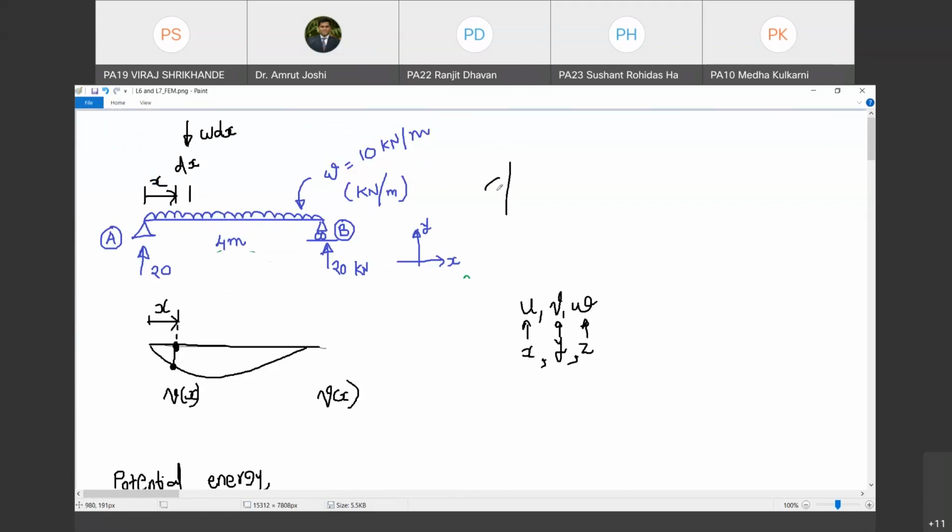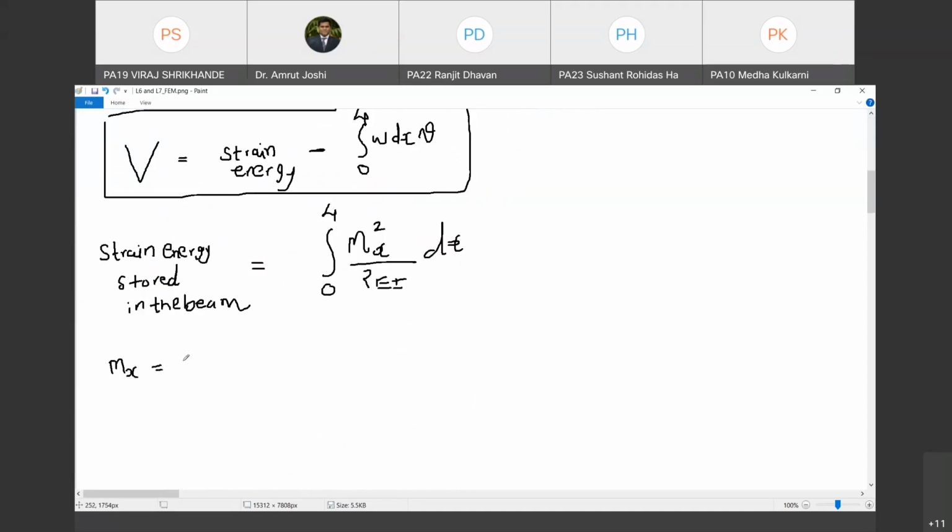Mind you, for bending moment, this is our sign convention. Sagging bending moment is positive. That means on the left hand side of the section, clockwise bending moment is treated as positive. So this is the section at x. So what is the bending moment at x? It is going to be 20 into x minus 10x square by 2. This is the contribution of reaction, and this is the contribution in bending moment due to UDL. Are you with me till this point? Type your response in chat box, then we can proceed.